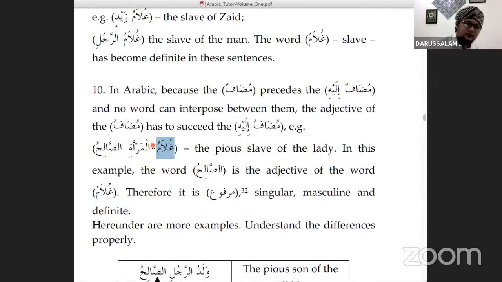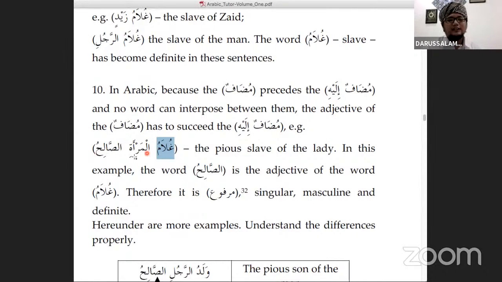So the sifah of ghulam will come at the end. Sifat ghulam ni kena letak kat ujung juga. Tak boleh letak kat tengah-tengah ni. Kena letak kat ujung. Kena letak selepas habis mudaf ilaihnya. Kan? Mudaf ilaih baru boleh letak segala sifat-sifat. Nak cerita sifat-sifat baru letak lepas tu. Faham?